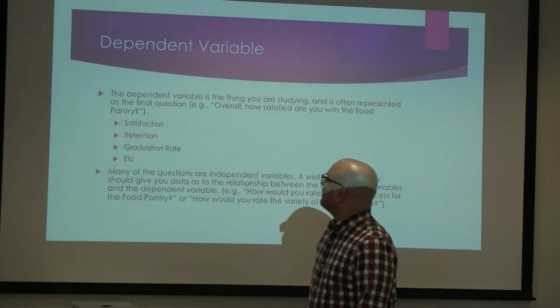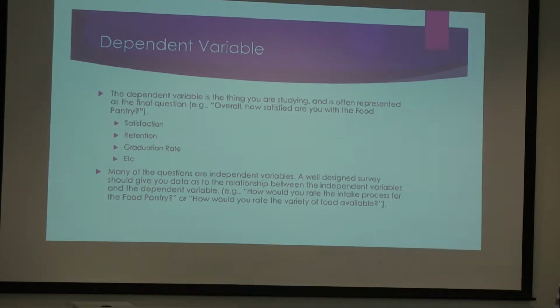Okay. So the first thing is a dependent variable. A good assessment should have a dependent variable. The dependent variable is usually the last question. An example I gave up here is, overall, how satisfied are you with the food pantry? So it's kind of like the catch-all question, and again, it's the thing you're supposed to be measuring. We do a lot of assessments here. We want to know how people feel about a food pantry or living on campus or the service they receive at the health center, etc. So you typically want to end on a question like this.